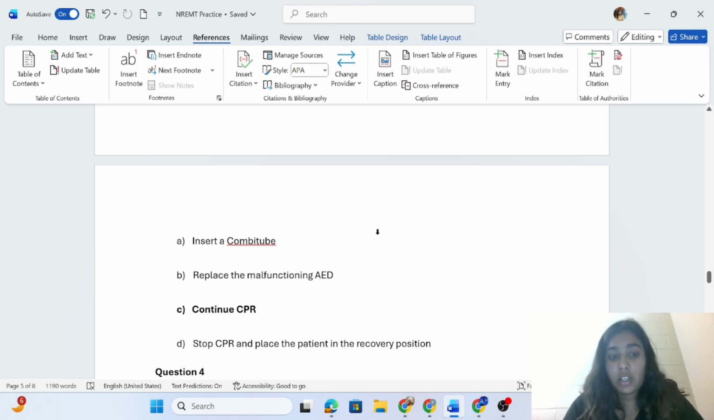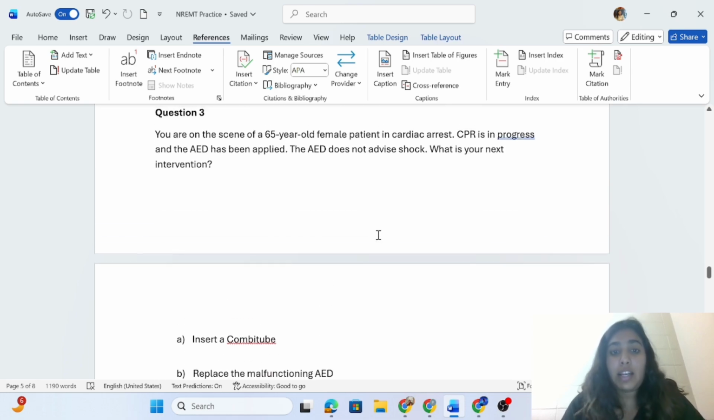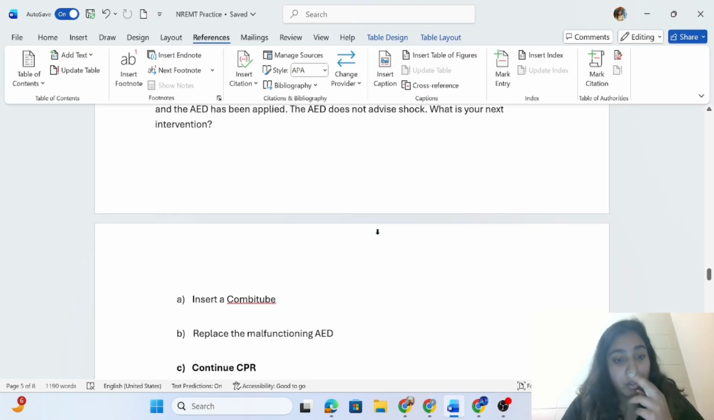In this one, when the AED says shock is not advised, the AED itself will speak to you and tell you to continue compressions. In a real scenario you'll know it, but on the exam you should know you should never stop giving CPR. If shock is not advised, continue giving CPR. Maybe your AED is malfunctioning, but you can't deduce that just because it is not advising a shock, because sometimes a shock is not required.